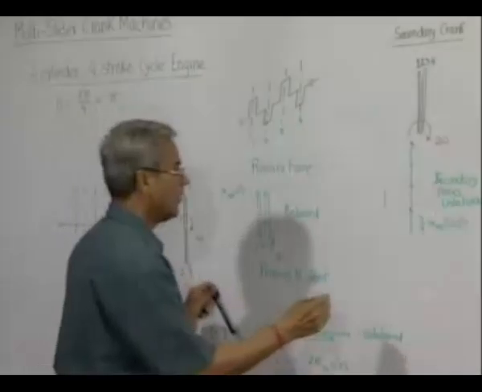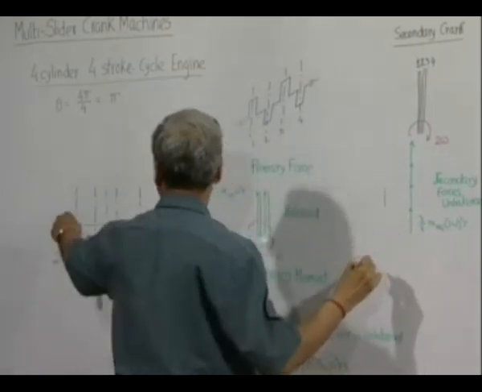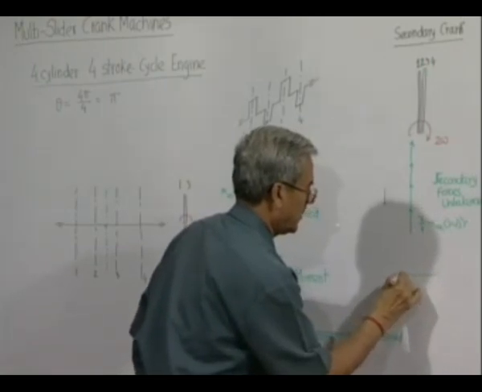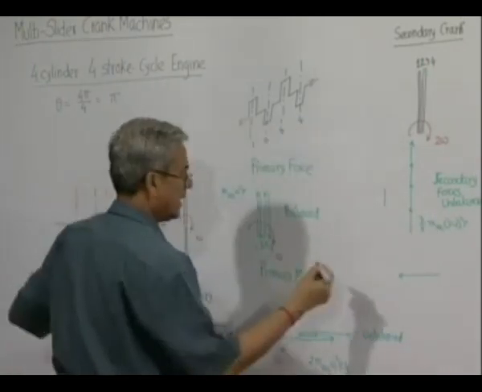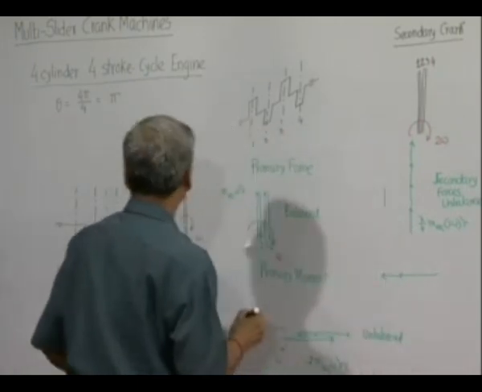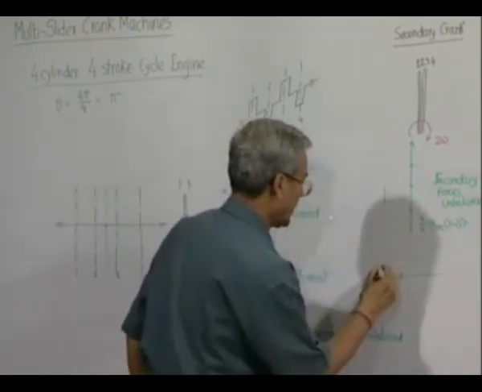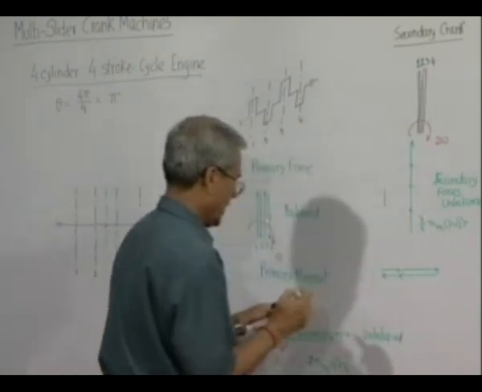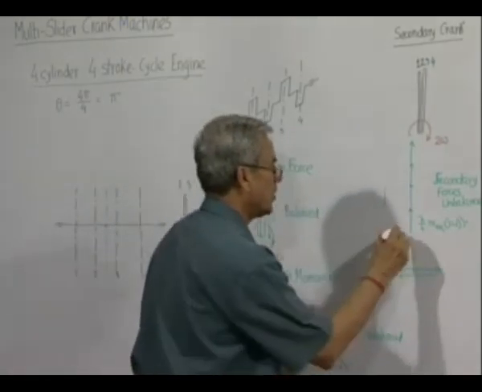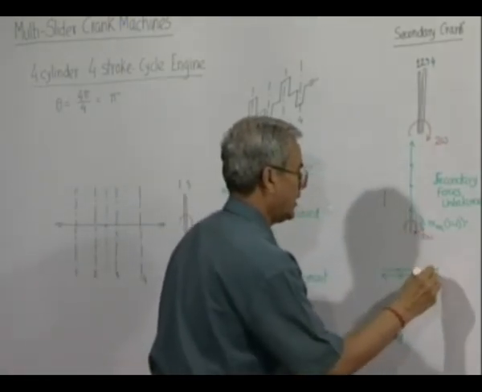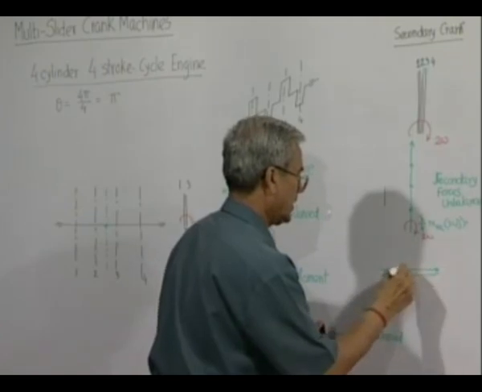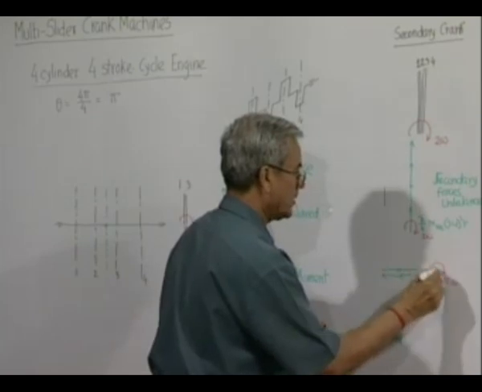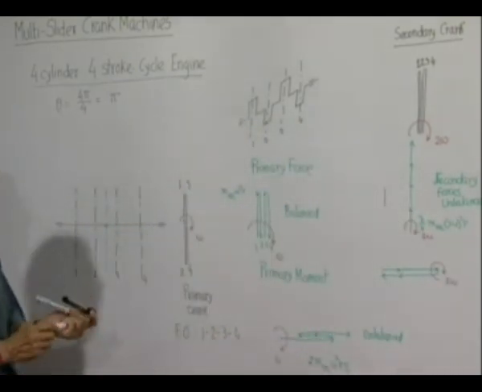Now, secondary moments you will find will be balanced, because this will produce a moment in this direction, then this will produce again a moment in this direction, then this will produce again a moment in the opposite direction, and this cylinder 4 will produce a moment in this, and the whole thing is rotating. Here we started here. So, you have come back, so therefore resultant is 0. So, secondary moments are balanced.